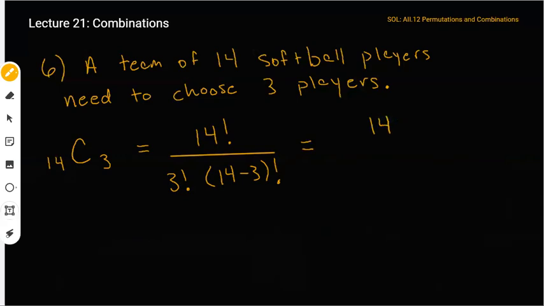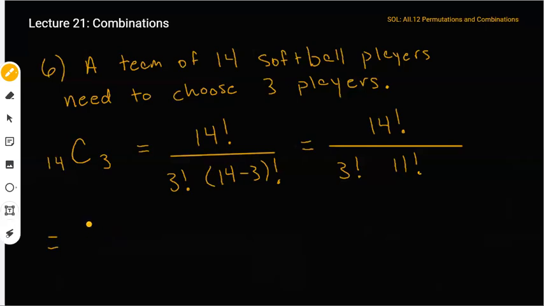So the first thing that I'm going to do is subtract inside the parentheses. 14 minus 3 is 11. So what I want to do is expand the top out as much as I can so that I can include the 11 factorial.